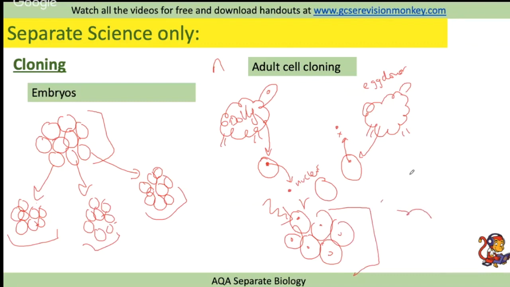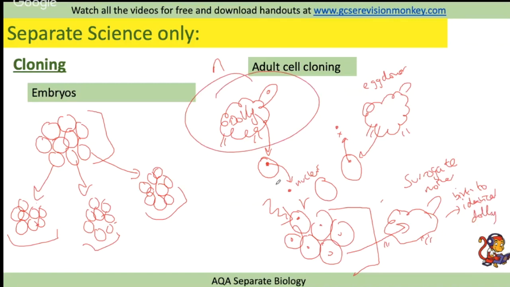We'll need to use a surrogate, which is just a female that is going to bear the child, so it's going to have the embryo implanted into the uterus. So let's add in here a surrogate mother to make the diagram more complicated. So we put the embryo into the surrogate mother, and then she will then give birth to identical Dolly. Okay, so an identical sheep that we started off over here.